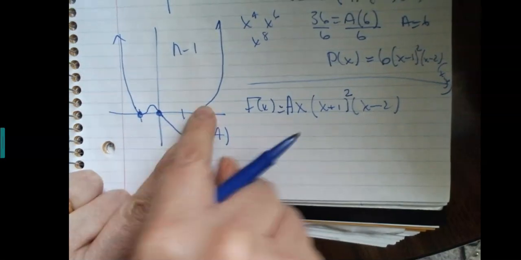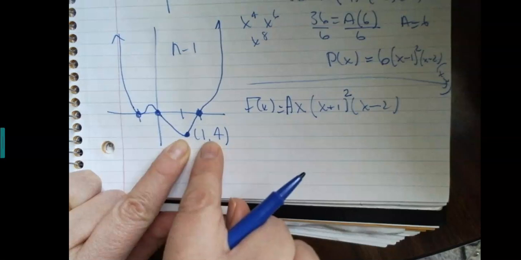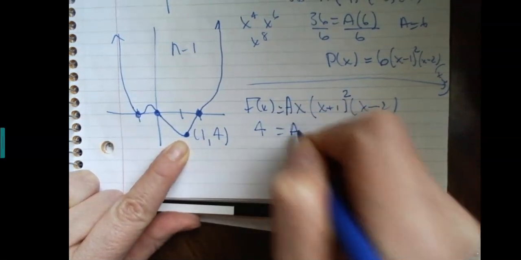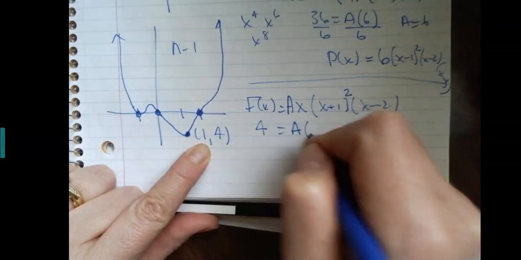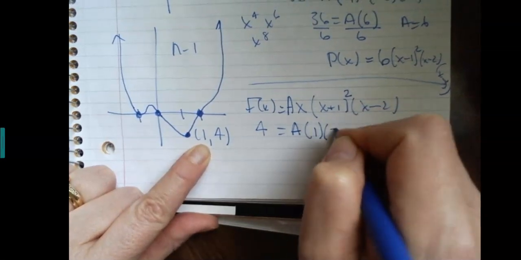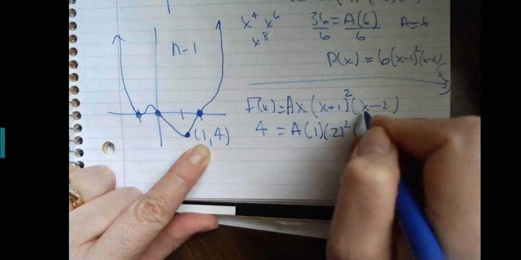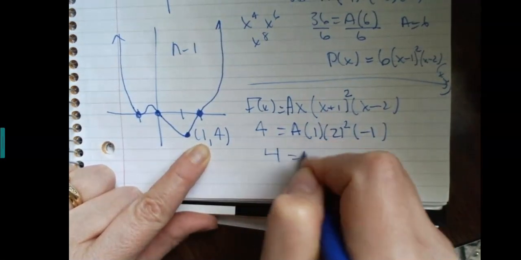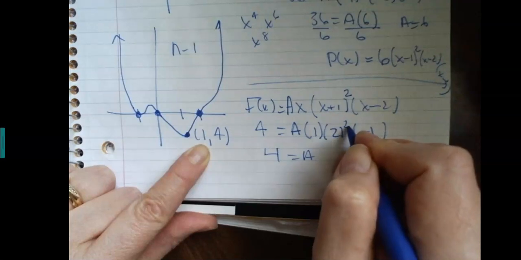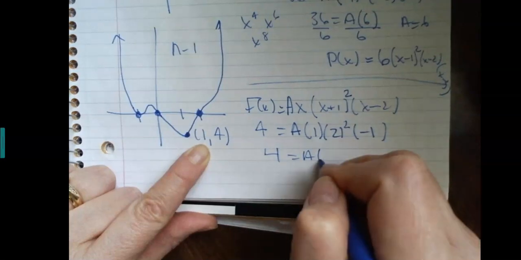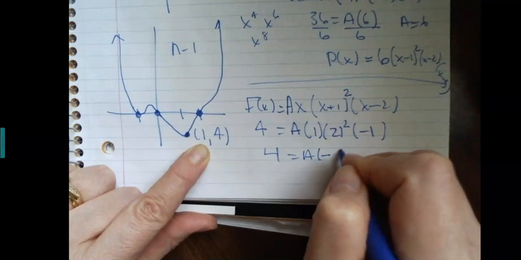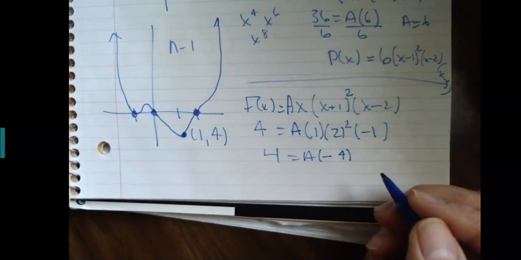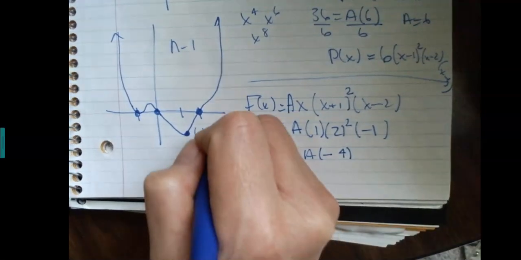All right, so what am I going to do? Well, you can't sub in these guys because they're going to equal 0. So we're going to sub in an extra point. So here's my output, 4. Don't know what A is. Okay, input is 1. So 1 plus 1, 2 squared, 1 minus 2, -1. I'm just subbing that in. All right, so let's see what I get. 2 times 2 is 4. Times that is a -4. What am I missing here? Oh crap, that should be a -4.